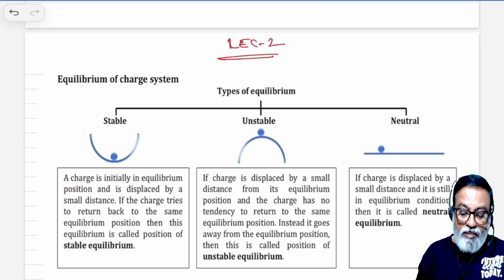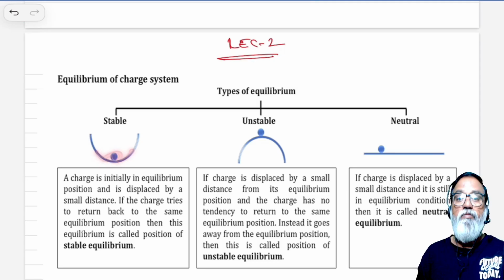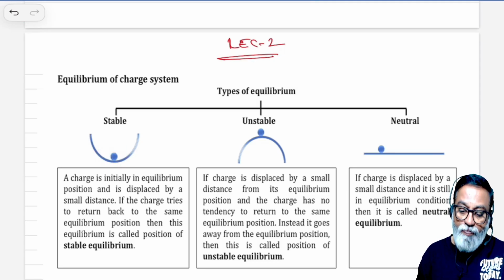A charge initially in equilibrium position and displaced by a small distance, if the charge tries to return to the same equilibrium position, then this equilibrium is called a stable equilibrium. For example, take a hemispherical surface, a bowl. A ball is placed at the bottom of that bowl. If you displace this ball, the ball comes back to the original position. This type of equilibrium is called stable equilibrium.